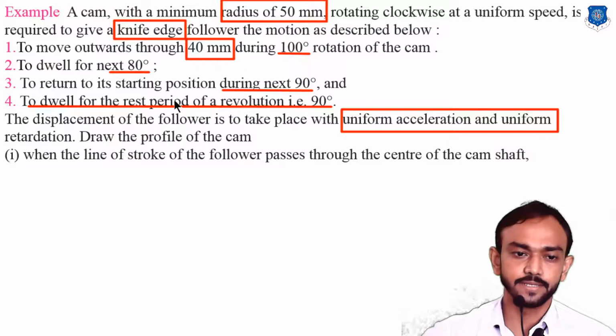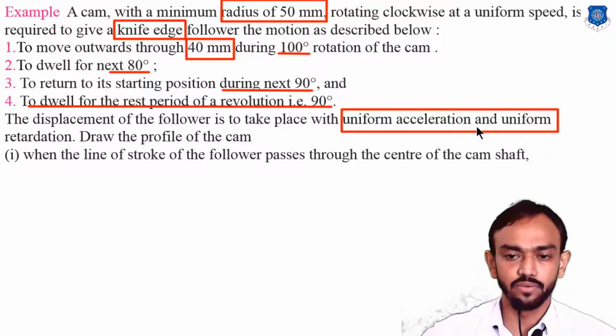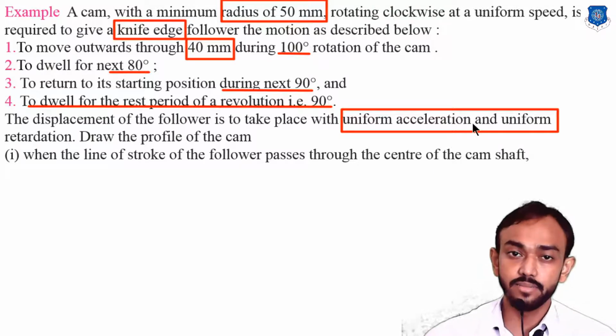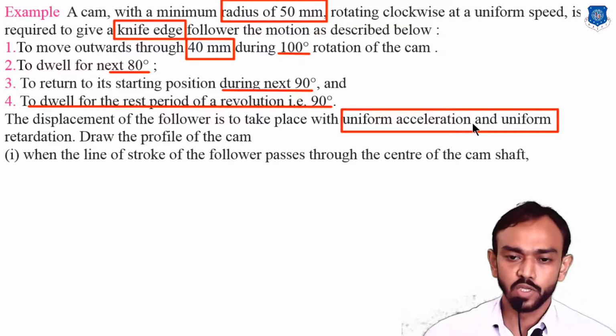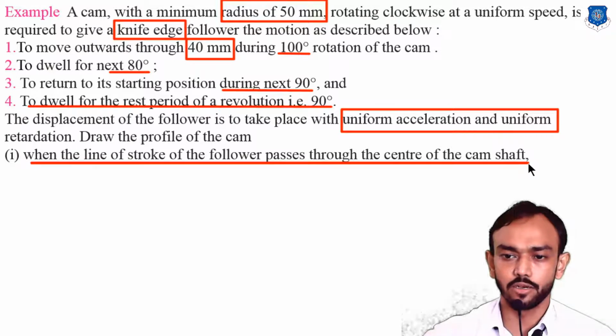In this case, for rise and return the same diagram will be there, uniform acceleration. But in some examples there is rise with uniform velocity and return with simple harmonic, and sometimes rise with uniform acceleration and return with simple harmonic. So this type of combination can be asked for rise and return. And the line of stroke of the follower passes through the center of the cam.